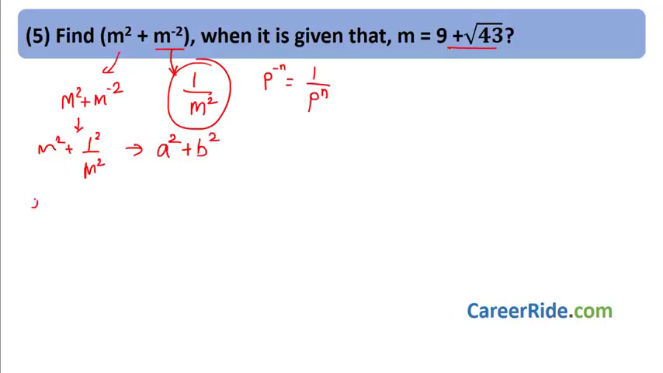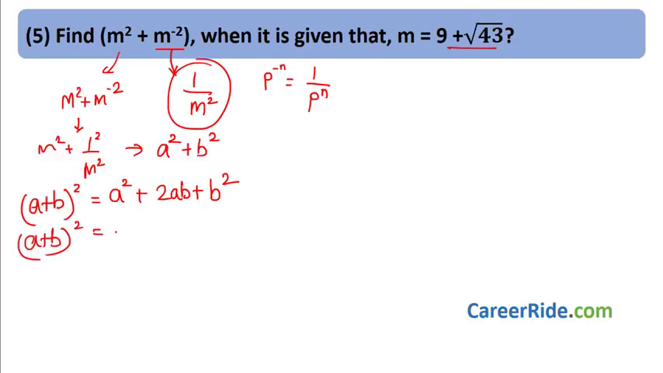Now what do we know? We know that a plus b the whole square, this formula is what? a square plus 2ab plus b square, correct? So a plus b the whole square would be equal to how much? a plus b the whole square is nothing but a square plus b square plus 2ab. Now if we compare, if we say that this is similar to a square and b square, that means what will happen? a will be how much?